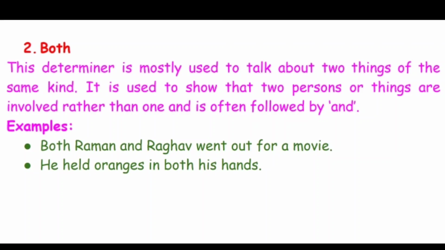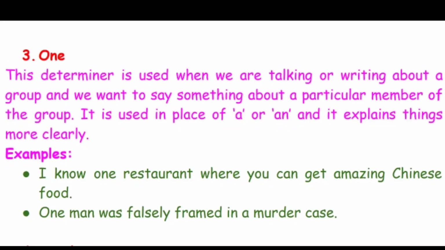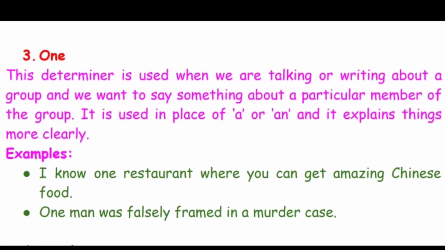After both, one. Friends, the use of one is very common to all of you. It is placed in place of a or an. The meaning is the same as a and an. I know one restaurant. Here, one restaurant. Or a can be used also.